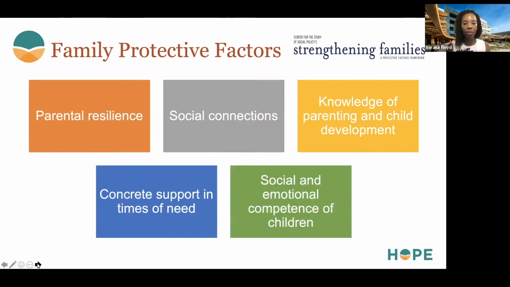And then social and emotional competence of children is parenting that fosters secure attachment, encourages and reinforces social skills, and really produces children with age appropriate self regulation and an ability to maintain and support positive relationships.